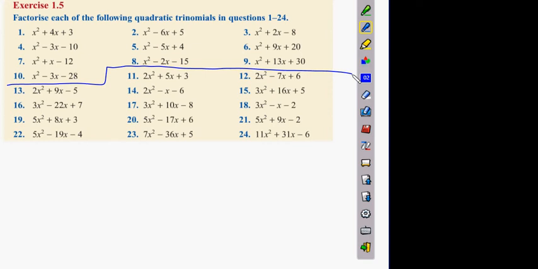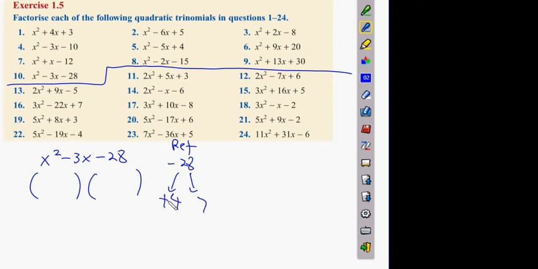Let me give you another example. This one here, x squared minus 3x minus 28. How would you go about doing this one? 4 and 7. Okay, so the reference number is what, Connor? Minus 28. And then what two numbers? 4 and 7. And is it plus 4 or minus 7? Plus 4 minus 7. Why? You have to get minus 3, okay?